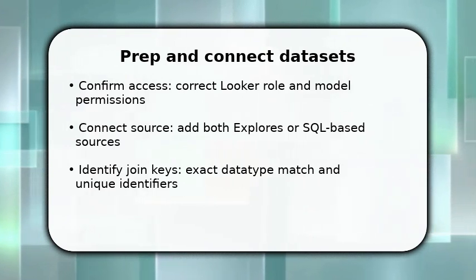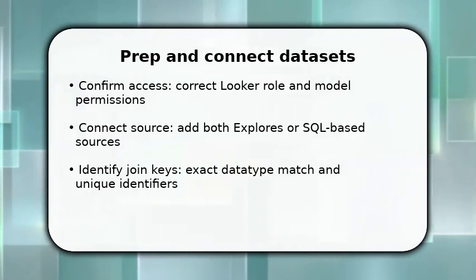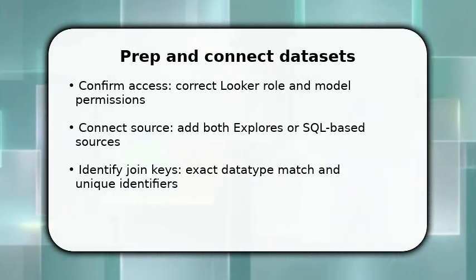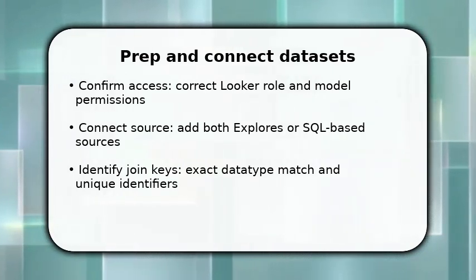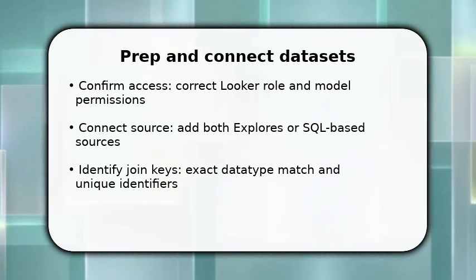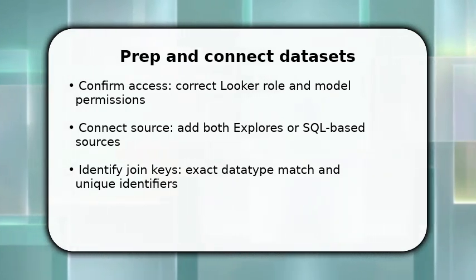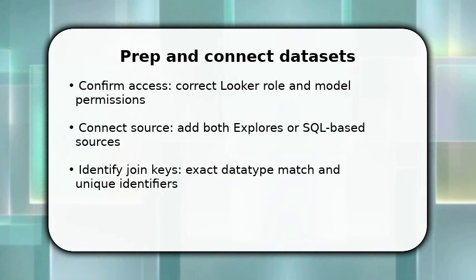Once done, pick reliable join keys, primary keys or surrogate ID, because mismatched data types or null-heavy keys will break the blend. Make sure naming is clear so you can map fields without guesswork. This sets the blend up for success.